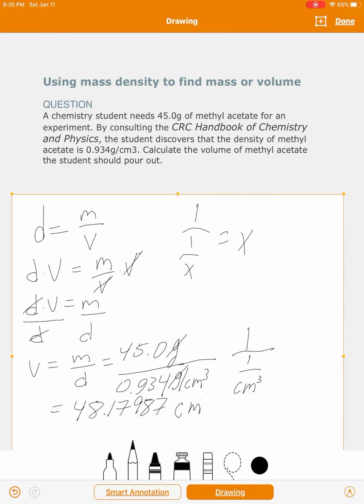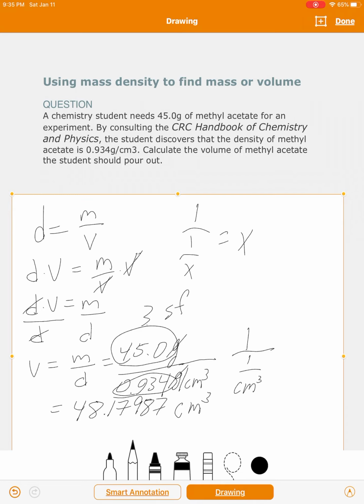And we're almost there. We just have to do significant figures. It says that we have 3 significant figures here. And over here we also have 3. So if you're doing multiplication or division, you look at how many sig figs each number has, and whichever one has the fewest, that's how many sig figs the answer should have, and you round it. So 45.0 divided by 0.934, each has 3 sig figs, so our answer would have 3.